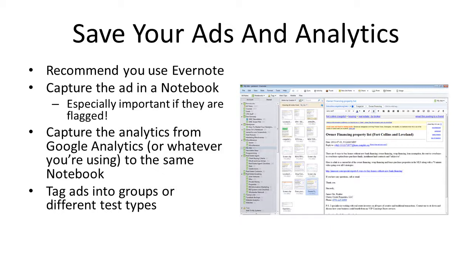Evernote's free, by the way, and it's a really good way to save things from the web and organize it. So you can then also, as an advanced feature, tag different ads into groups or different test types that you're running. So if you're running an ad that says, avoid foreclosure, you can tag all of your avoid foreclosure type ads. And then if you ever wanted to just look up the avoid foreclosure ones, you can look those up. All right, and that's it.